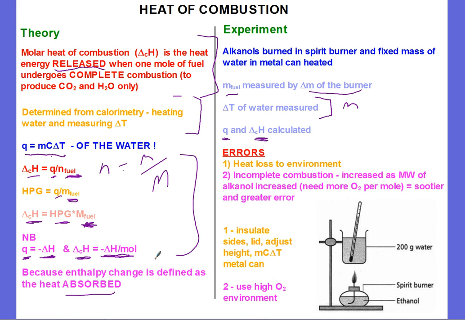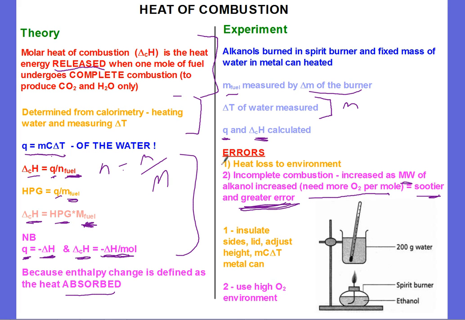There were some errors in the experiment. The two main errors were heat loss to the environment and incomplete combustion. With incomplete combustion, the greater the molecular weight of the alcohol, the more incomplete combustion there was, because longer chain alkanols need more oxygen per mole to combust, and we saw that in it being sootier, and we also saw that in the greater error between our calculated results and the real results.